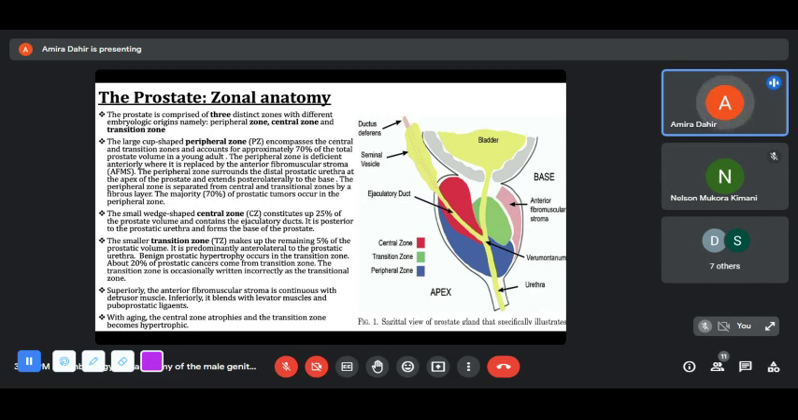Superiorly, the anterior fibromuscular stroma is continuous with the detrusor muscle. Inferiorly, it blends with the levator muscles and puboprostatic ligaments. With aging, the central zone atrophies, and the transition zone becomes hypertrophic.